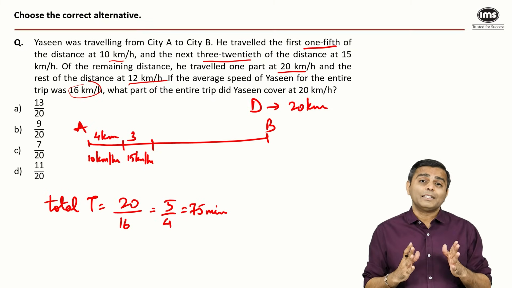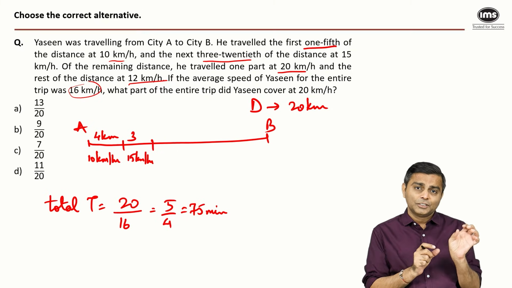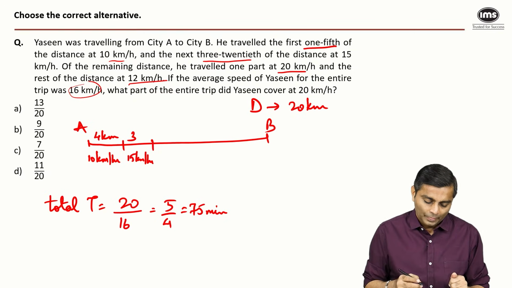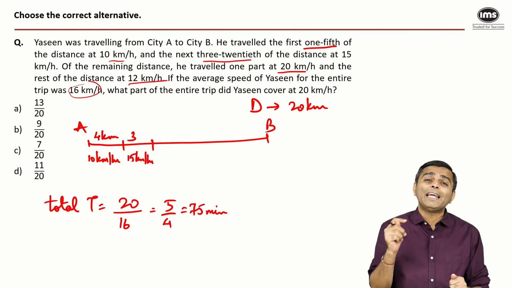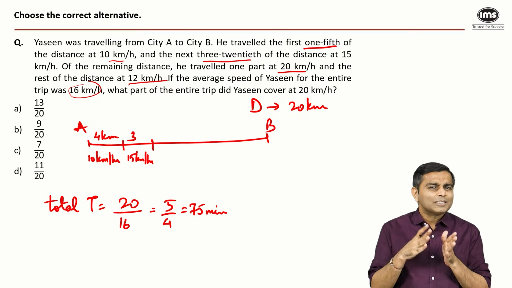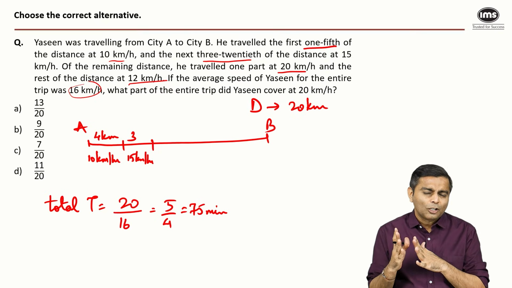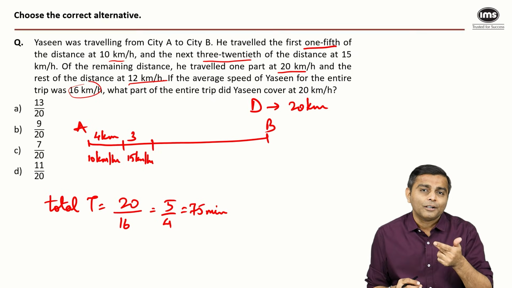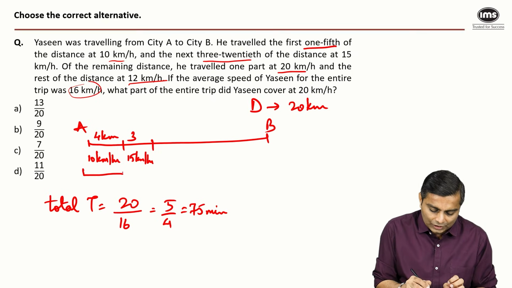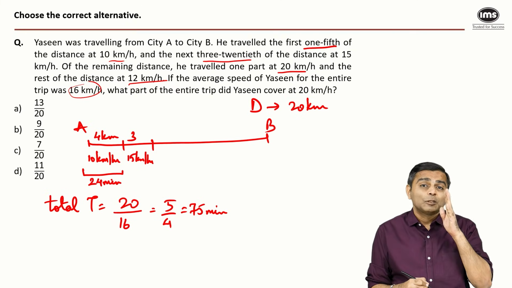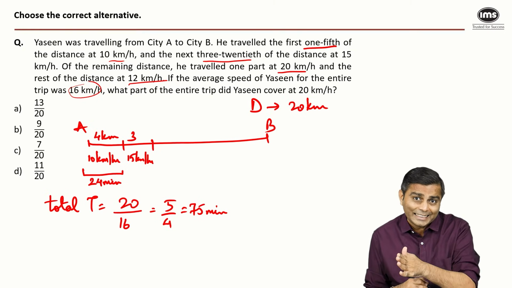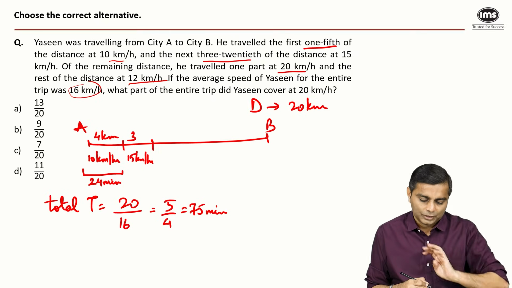Great. Now let's see how much time he has spent in the first leg of the journey and the second leg, and therefore how much time he has to spend in the last part of the journey. In the first leg, at a speed of 10 kilometers per hour, 10 kilometers in 60 minutes, 1 kilometer in 6 minutes. So 4 kilometers in 24 minutes, which means this part is 24 minutes. I hope this calculation is clear. Speed is 10 kilometers per hour, so 10 kilometers in 60, 1 kilometer in 6, 4 kilometers therefore in 4 into 6, 24 minutes.